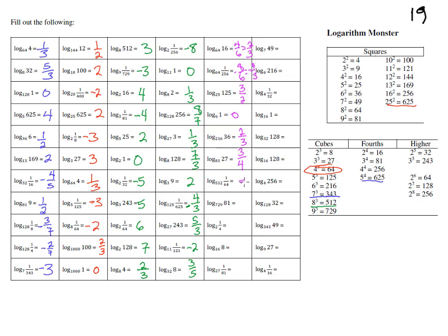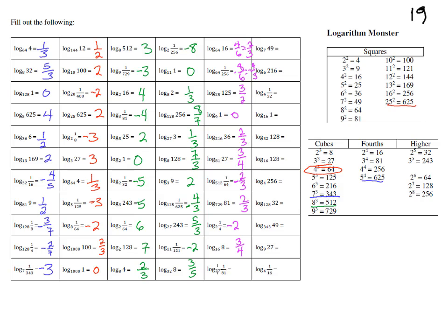512, we'd have to cube root it and then second power it, square it, and then put it on the bottom. So 512 cube root will give us 8, squared will give us 64, negative will make 1/64. So log base 729 of 81. These are both powers of 9, so we're going to cube root it and then square it. Log base 2 of 1/4, well, we're going to square it on the bottom. Log base 16 of 8, so we have to fourth root that and then cube it.